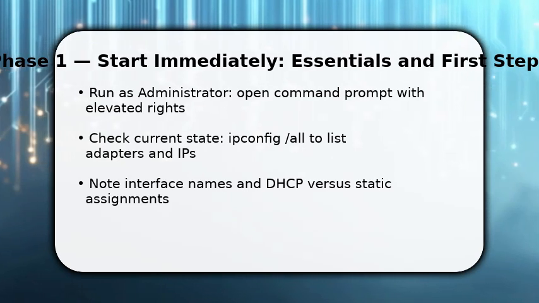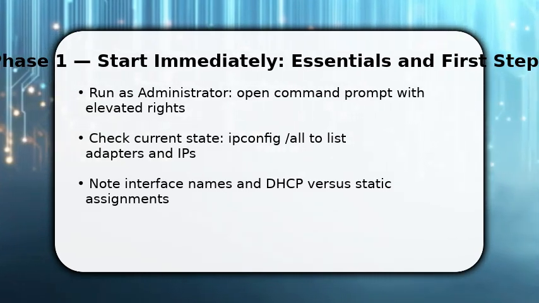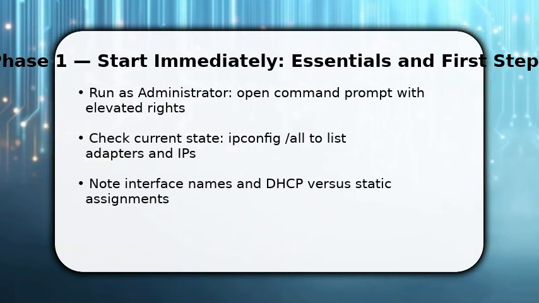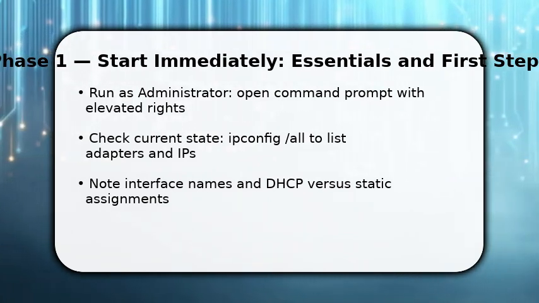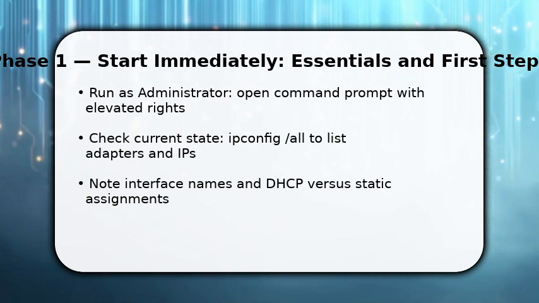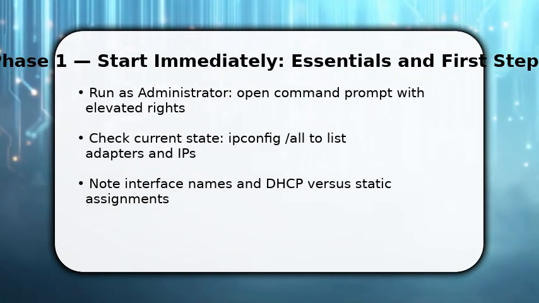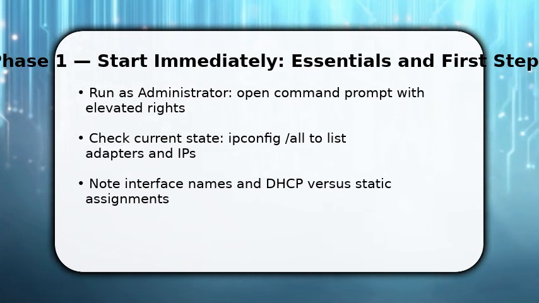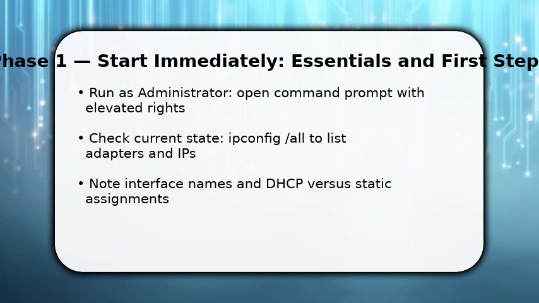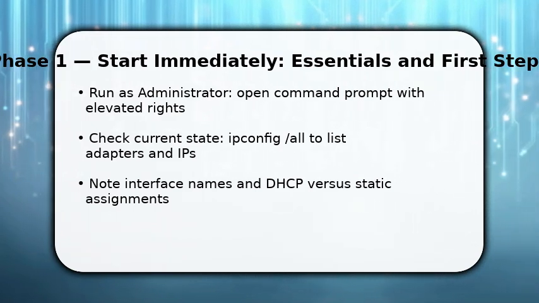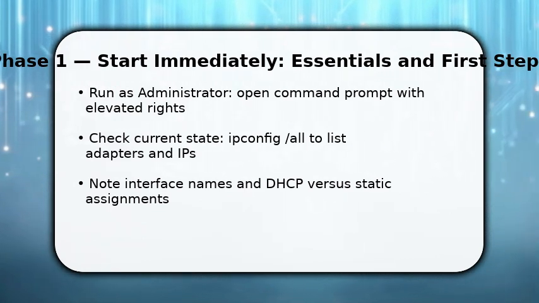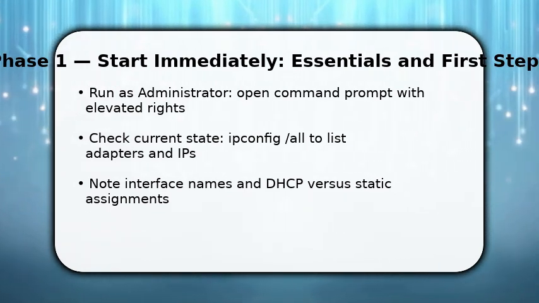Enjoy the video. You start by opening an elevated command prompt. This gives you permission to change network settings. Once done, run ipconfig /all. You can see adapter names, IPv4 and IPv6 addresses, DNS servers, and DHCP status. Make sure to note which interface you will modify and whether it's using DHCP versus a static address. That way, when you change settings later, you won't overwrite critical values and you can revert if needed.